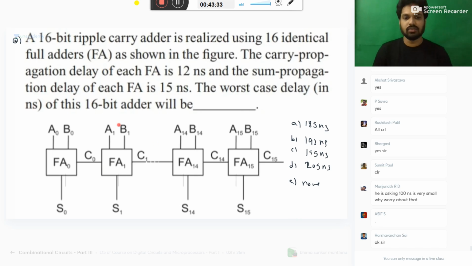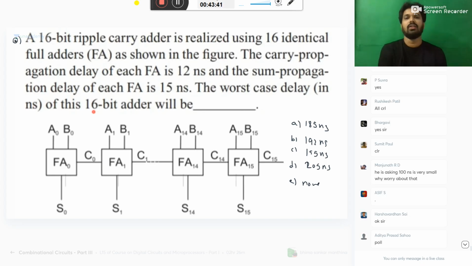It's a previous GATE question. You have a 16-bit ripple carry adder realized using 16 identical full adders as shown in the figure. The carry propagation delay is 12, the sum propagation delay is 15. What is the worst case delay in the 16-bit adder? Please understand this line. What we are calculating here is worst case delay. It is not the delay in every case. In some cases maybe you are adding 0 0 only. Some cases the carry is already 0. It may be 0 1, it may give 1 with no carry. The carry is already not present now, so it may not take extra time.